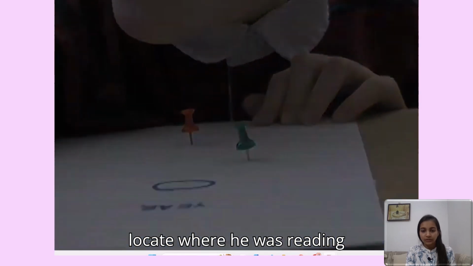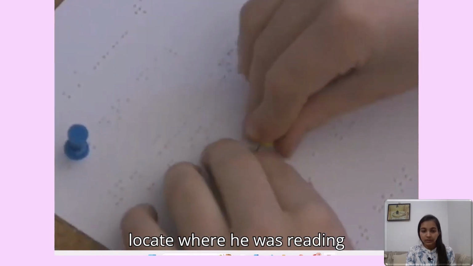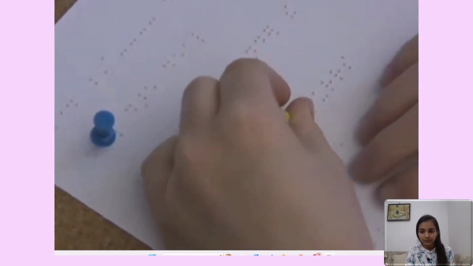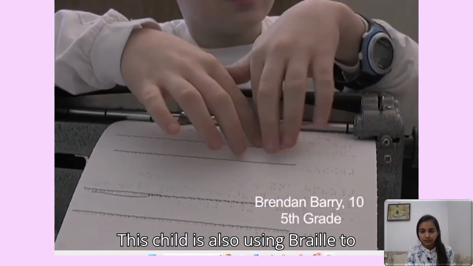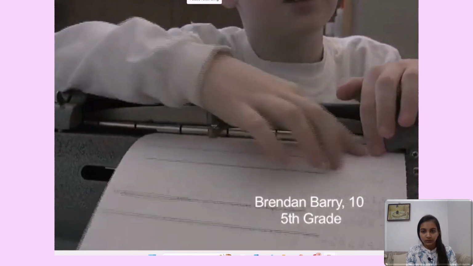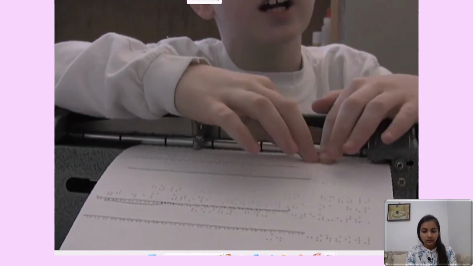Also, the child is using the thumb pin to locate where he was reading last. This child is also using braille to read the page.